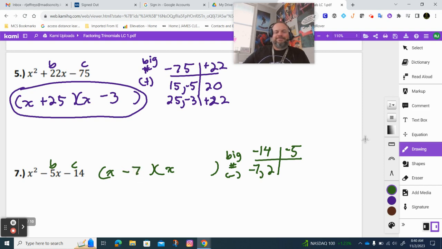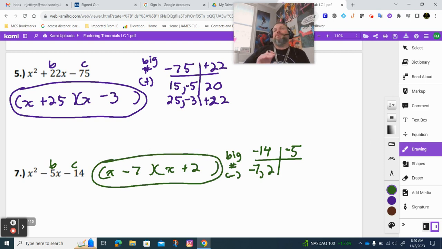Now, here's the deal. Some people are going to know these factors faster than others. That doesn't matter. I don't care if you have to list every single factor to get it. If that works for you, that is awesome. I'm just as proud of you as the person that gets it in 0.2 seconds. Okay?